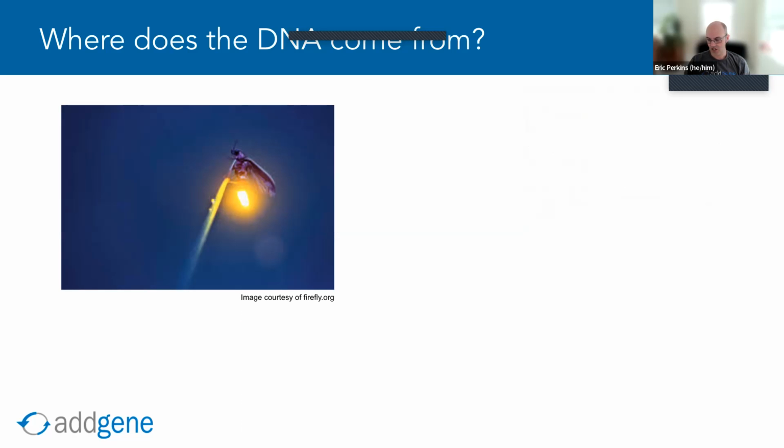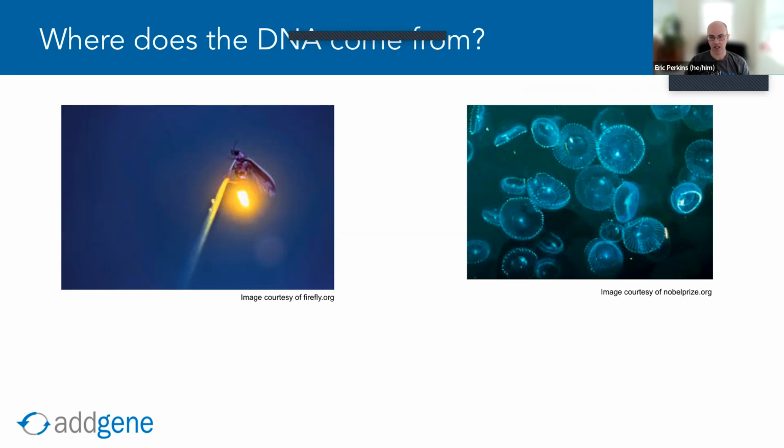Some other interesting genes that we have can be used as special tools. So we have genes such as the gene that makes fireflies glow, and also genes that make jellyfish glow. And these are really cool. Scientists use these all the time to make different things glow inside our cells and inside different types of organisms.